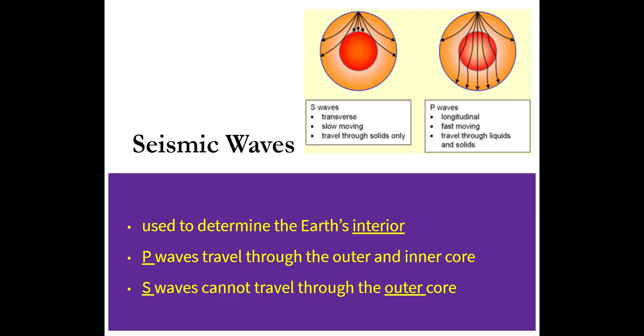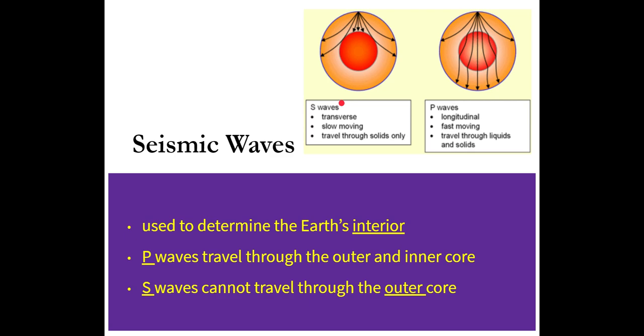Okay. So the P waves travel through the outer core and the inner core. You can see the P waves on the top right here. They can travel through all the layers. It doesn't matter if it's solid or liquid. They're very fast. The P stands for primary, so they're primary waves. They're very fast moving. They travel through liquids and solids. It's very important: primary waves travel through everything.